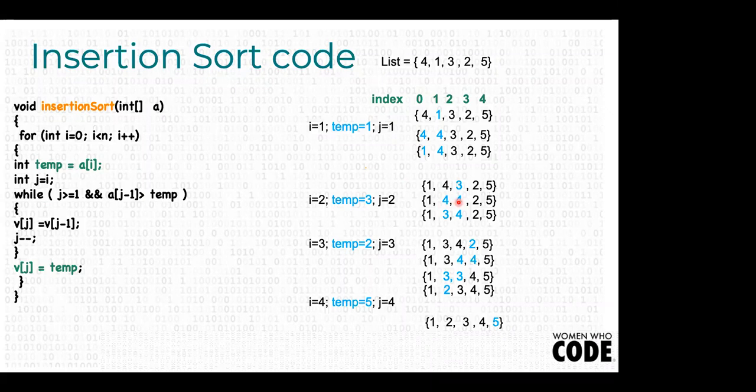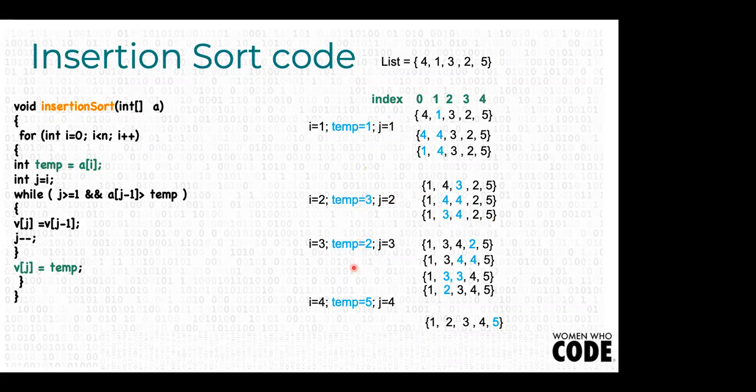And you don't do the swap yet, and then check all the elements to the left of it. Now 1 is compared with the temp, and it's already at its right position, because 3 is greater than 1, so we don't have to do anything about it. And you exit out of the while loop, and then the final step is to replace a of j with whatever value temp has. In this case, temp is 3, so the array would become 1 3 4 2 5.